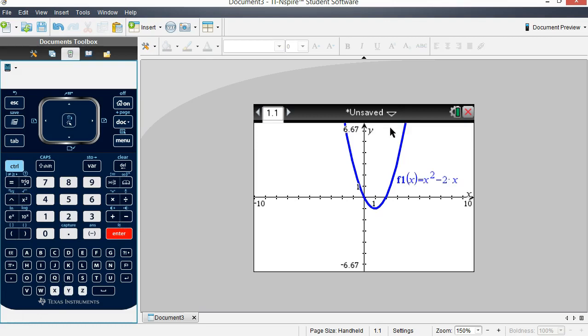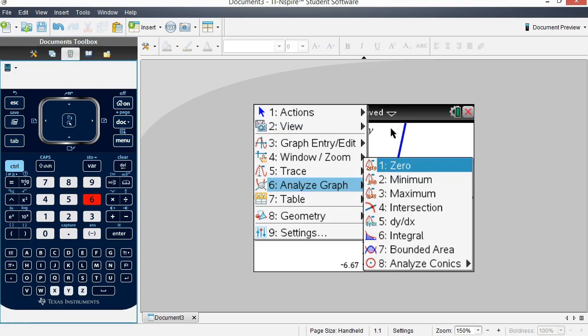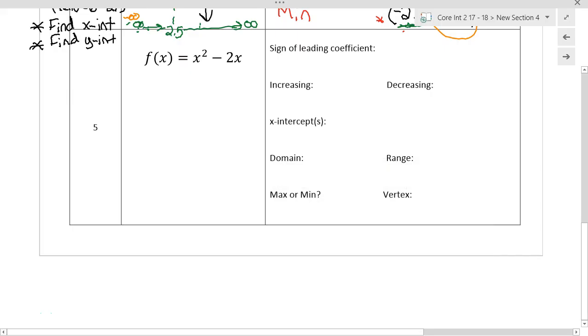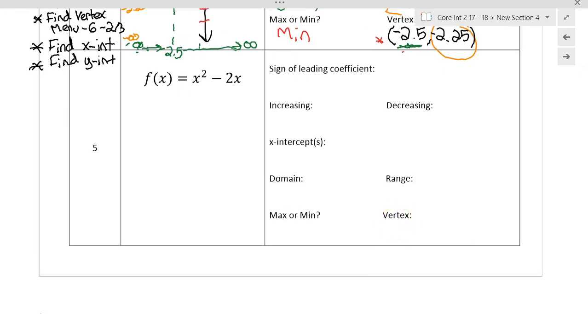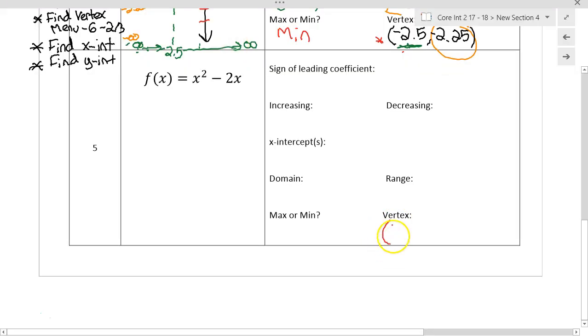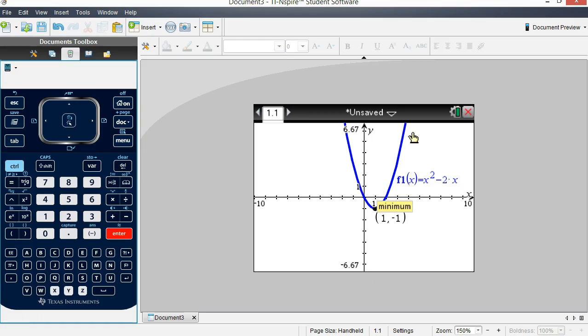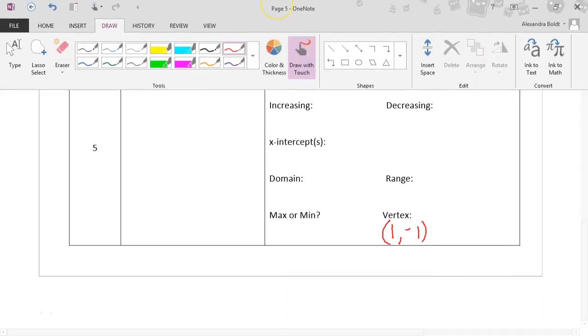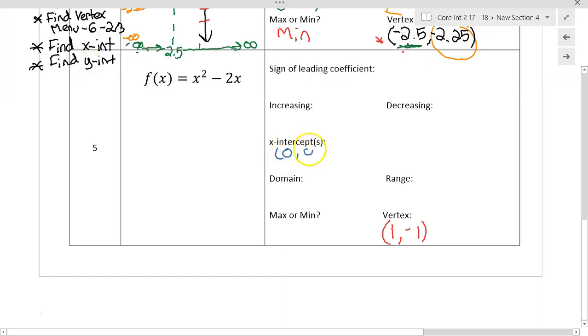The first thing I do is find my vertex. Menu, 6. This one also had a minimum, a low point. I need to go to the left of my graph, hit enter. I need to go to the right of my graph, hit enter. My vertex here is 1, negative 1. My zeros, my x-intercepts, are 0 and 2, if you look here. So 0, 0, and 2, 0.